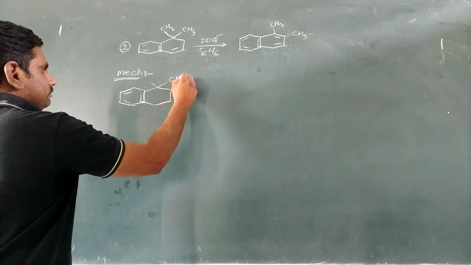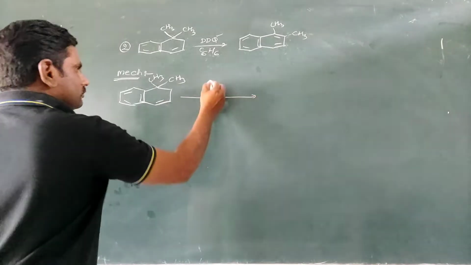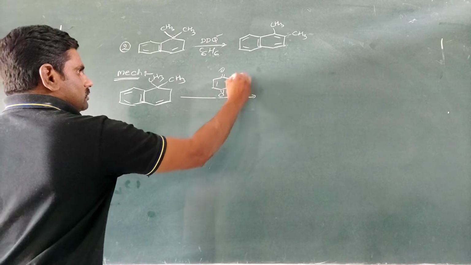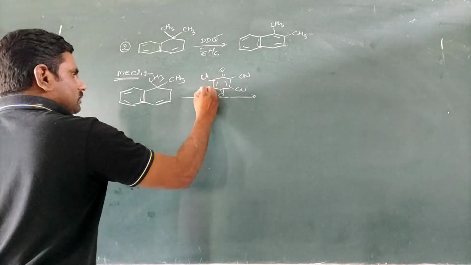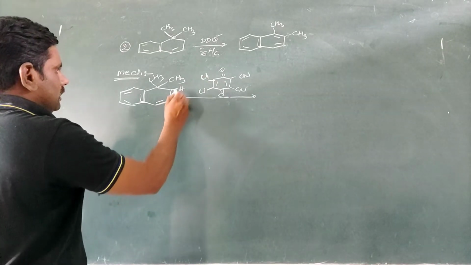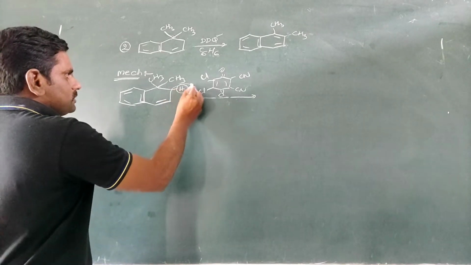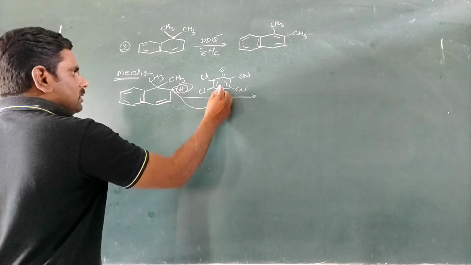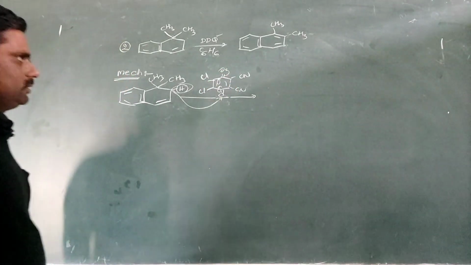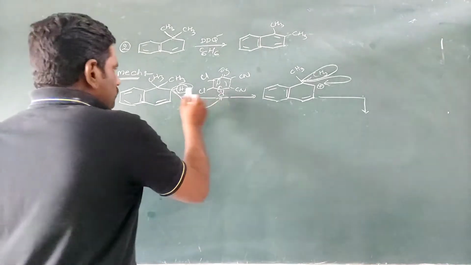So both are methyl groups, the double bond is there, and this is DDQ. So it is an allylic hydrogen. With respect to this double bond, it is an allylic hydrogen. DDQ abstracts the allylic hydrogen, and the rearrangement takes place like this. And now see, in this, the positive charge is formed here.